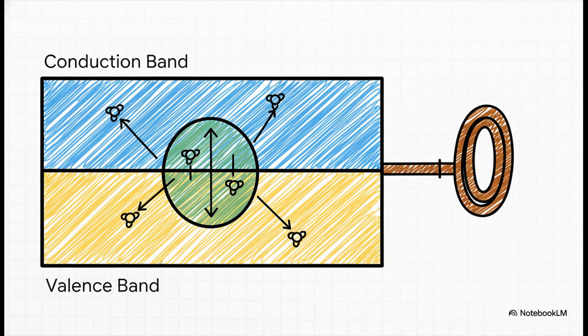First up, we've got the easy ones, conductors, like copper. In these materials, the valence band and the conduction band actually overlap. They're practically merged, which means there's no forbidden gap at all. The on-ramp to the electron highway is wide open, so electrons can just cruise on over with almost no effort. That's why metals are such amazing conductors.